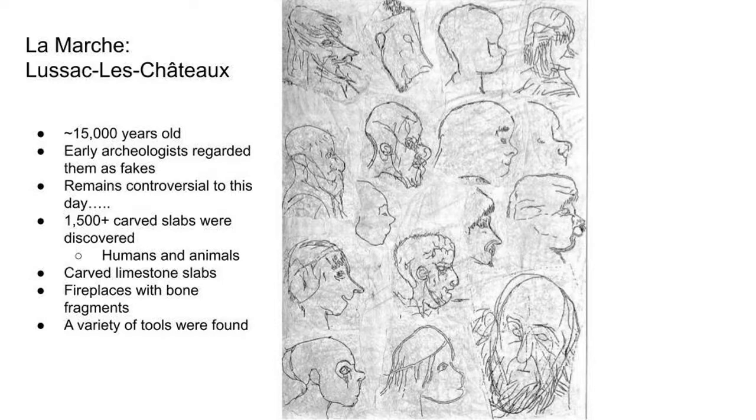This site is about 15,000 years old, and the pieces are controversial since the date they were discovered in 1937 because they were believed to be fakes, and this still remains a topic of debate to this day. 1,500 etchings on limestone slabs were uncovered. Some of them were human, some of them were animals. About 155 of them are thought to be human figures.